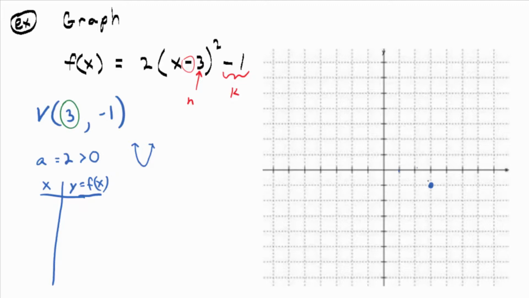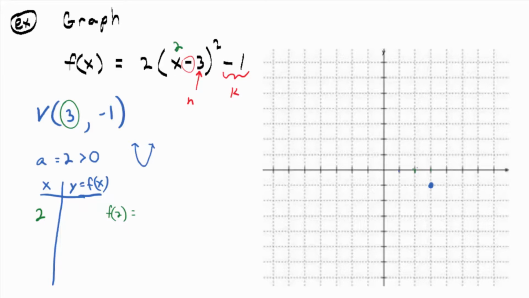Well, what's close to 3? How about 2? Okay. Plot 2. It's not hard to plot 2. You plug it into this equation for x. So if you plug in 2 and subtract 3, what do you get? So you're finding f of 2 essentially.